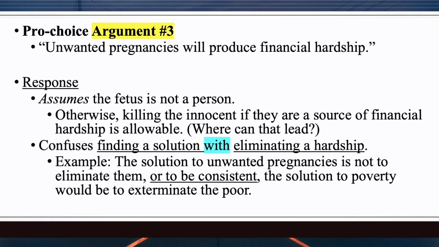It confuses, this is important where you see it highlighted in blue there, it confuses finding a solution with eliminating a hardship. Here's an example. The solution to unwanted pregnancies is not to eliminate the pregnancy. Because if you want to be consistent in that, that means the solution for poverty would be to exterminate the poor. Okay, so it's the same kind of thought process. So you don't find a solution by eliminating the hardship.